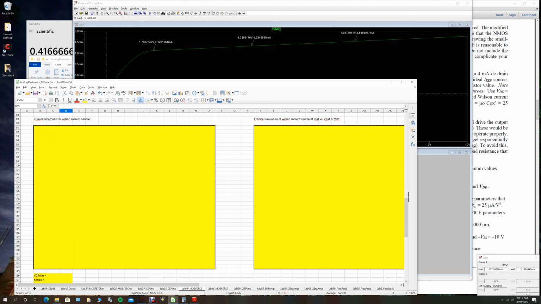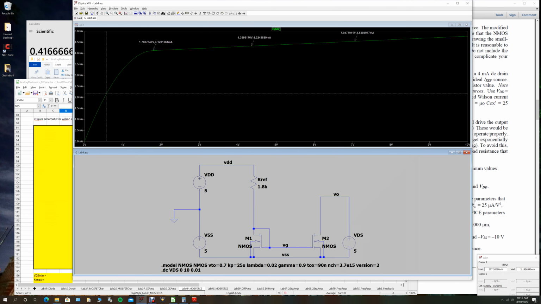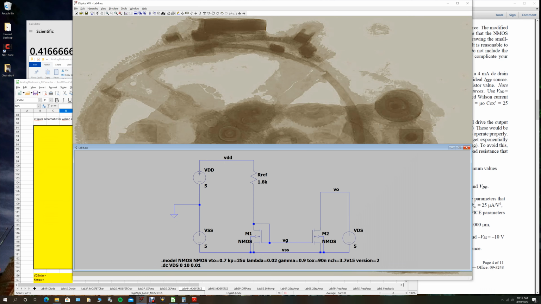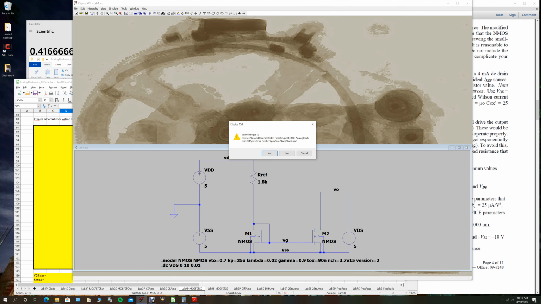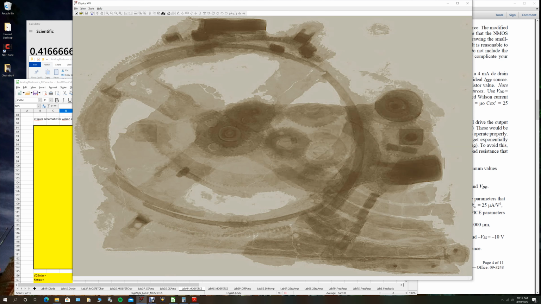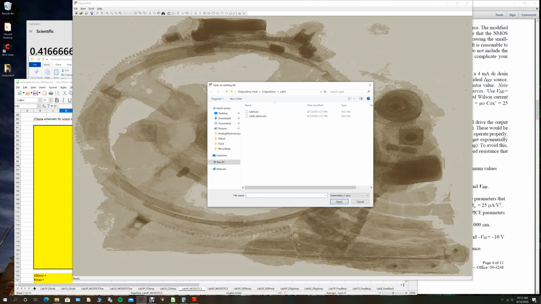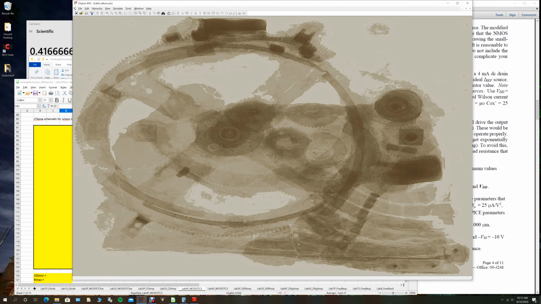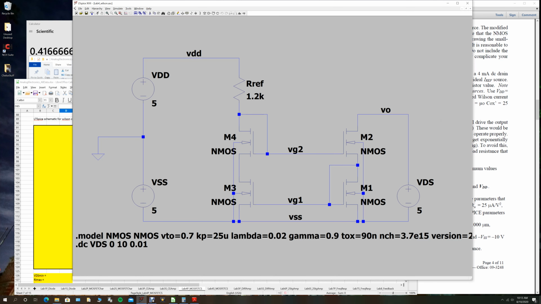And we just need to replicate that same sim for the Wilson source. So I'm going to close out of this. You can save this off so you can submit it later. I don't need to save it because I've already done so. And I'm just going to open up my Wilson source sim. So if you did the Wilson calculations correctly, our ref is close to 1.2 kilo ohms if you have a plus or minus 5 volt supply.